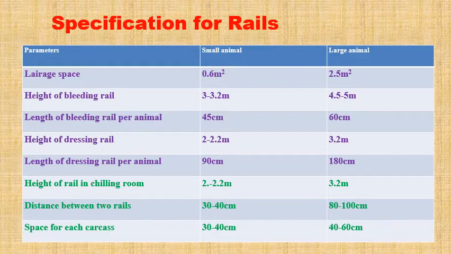And then the green portion is for the chilling room. The height of the rail in the chilling room is 2 to 2.2 meter and 3.2 meter. The distance between two rails is 30 to 40 centimeter and 80 to 100 centimeter. And space for each carcass in case of small animal is 30 to 40 centimeter and large animal 40 to 60 centimeter.